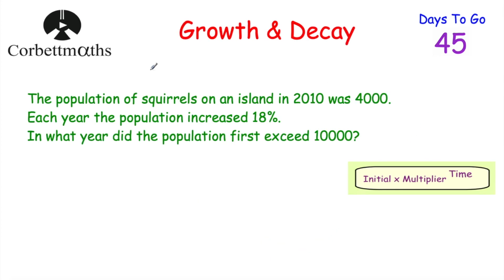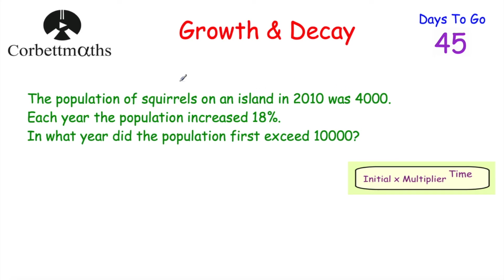Okay, let's have a look at one last question. And sometimes the situation isn't actually based on money. It could be where you've got perhaps the population of squirrels on an island in 2010 was 4,000, and each year the population increased by 18%. In which year did the population first exceed 10,000?